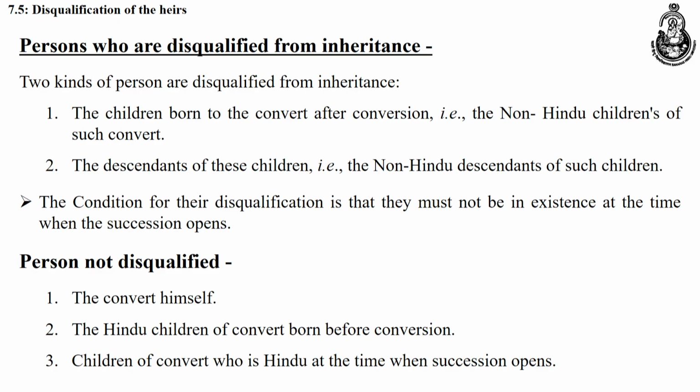The persons not disqualified due to Section 26 are the convertee himself, the Hindu children of the convert born before the conversion, and children of the convert who are Hindu at the time when the succession opens. Friends, Section 26 and its scope is very limited. The convertee is not disqualified, the children born before the conversion are also not disqualified, and children who are Hindu at the time the succession opens are also not disqualified. So, although this is a provision on paper, when you apply the disqualification on the basis of Section 26, the scope is very limited in India. And this is another example of the liberty of Hinduism and our practices.